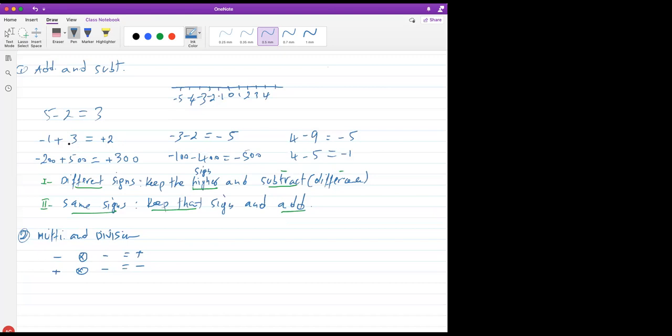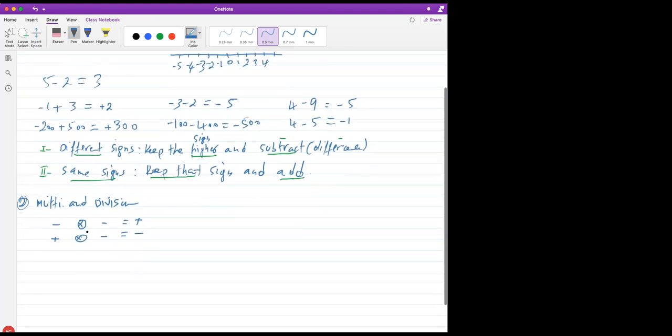Unlike here, the sign depends on the value of the number. That's why we said get the sign of the higher number. Okay, get the sign of the higher number. Here, it does not depend on the value of the number. The sign depends on multiplying the signs of the two numbers.